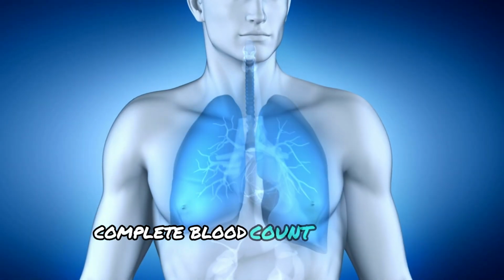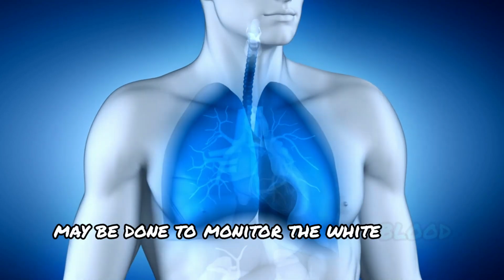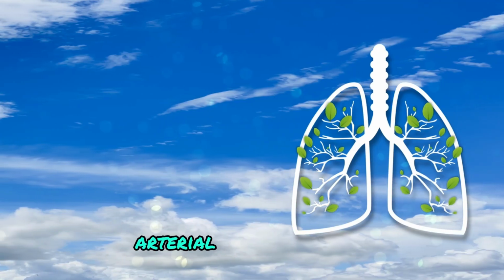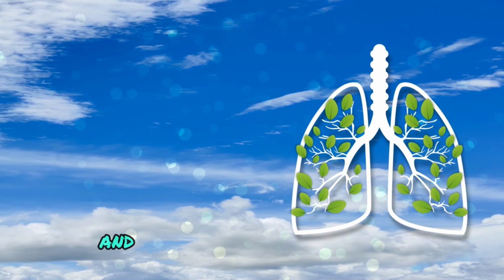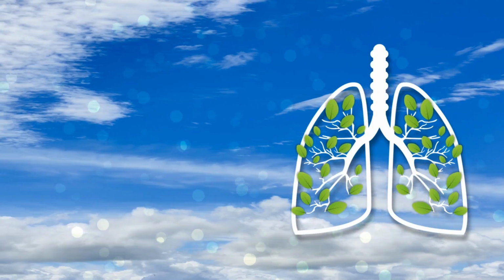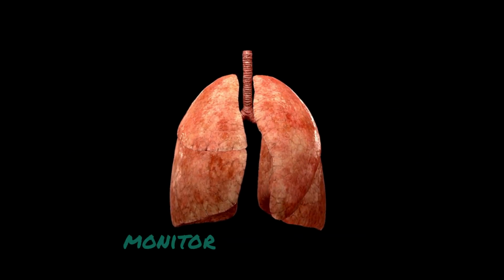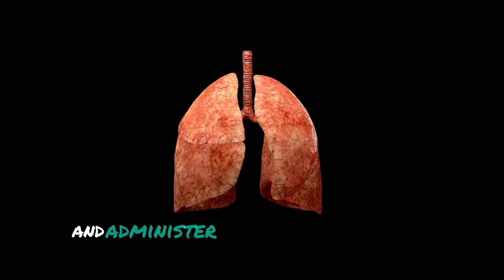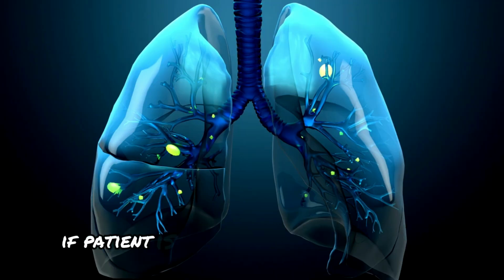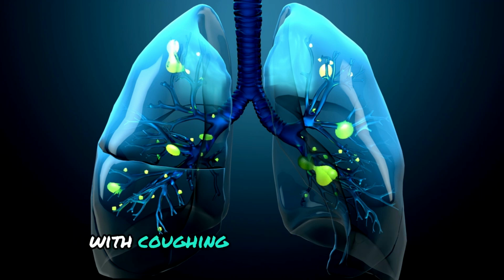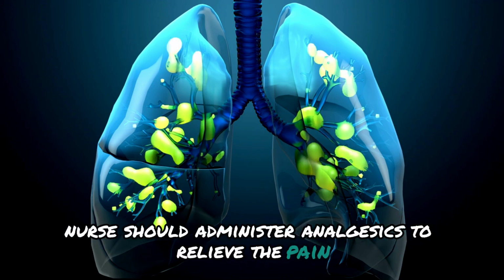Complete blood count, CBC, with differential may be done to monitor the white blood cells. Arterial blood gas, ABG, can be used to monitor the level of oxygen and carbon dioxide in the blood. Nursing interventions: improve airway patency, monitor pulse oximetry, and administer oxygen for hypoxia as prescribed. If the patient is having pleuritic chest pain with coughing and deep breathing, the nurse should administer analgesics to relieve the pain.